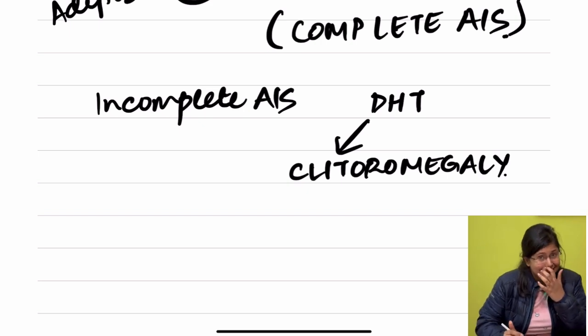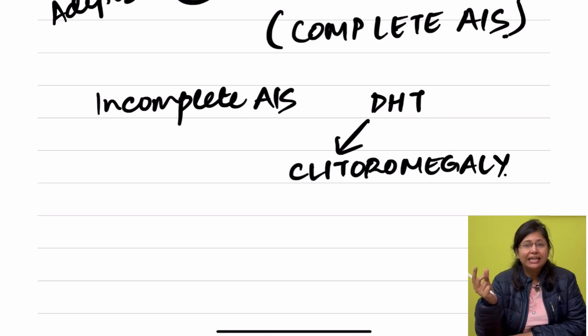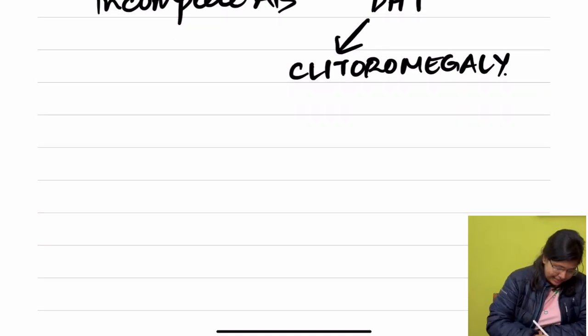So AIS is often asked in a question and pitted against MRKH or Mullerian agenesis. What will happen in Mullerian agenesis is that in this also you will not have any internal female genitalia. Even in AIS, you will not have any internal female genitalia. However, there will be presence of pubic and axillary hair in Mullerian agenesis, but it will be absent in complete AIS, right?